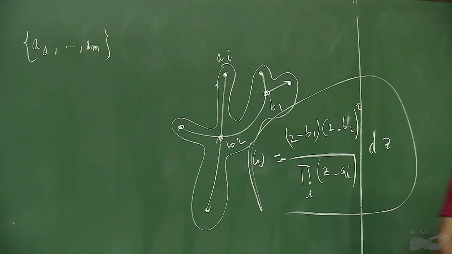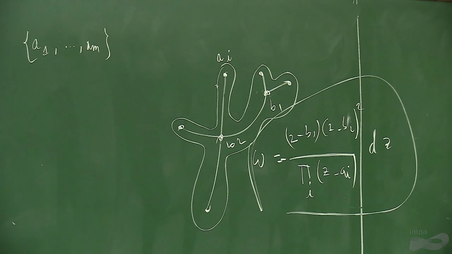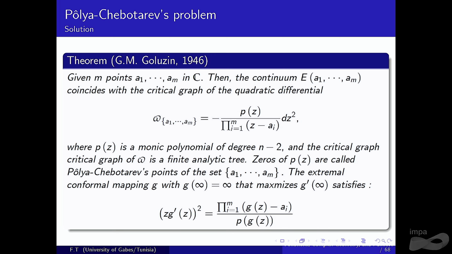And then here, what does the Gaussian theorem say? It says that there exists a unique monic polynomial p of degree m minus 2, such that the polyattributive continuum coincides with the critical graph of the quadratic differential minus p of z over this stuff there. Okay? And of course, the conformal map G satisfies this differential equation here.